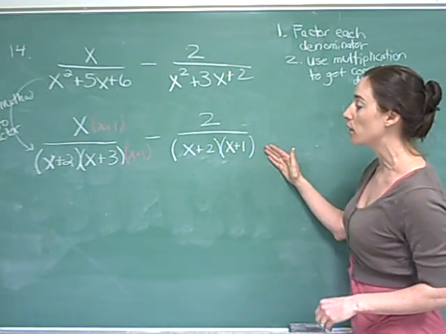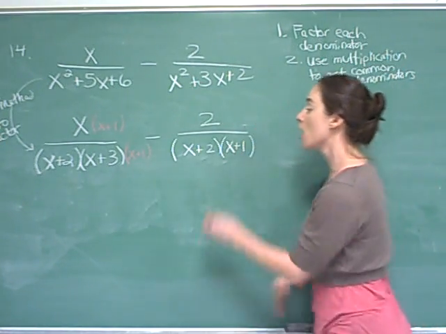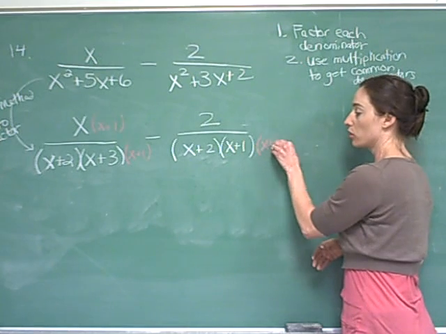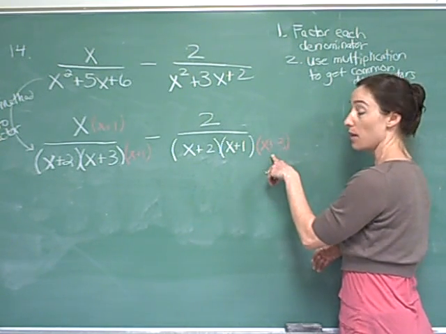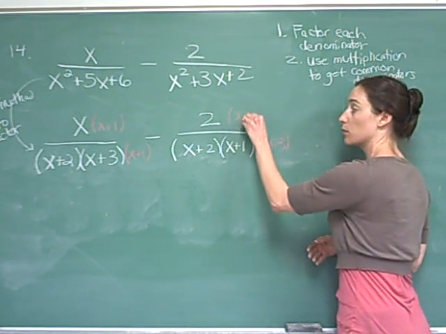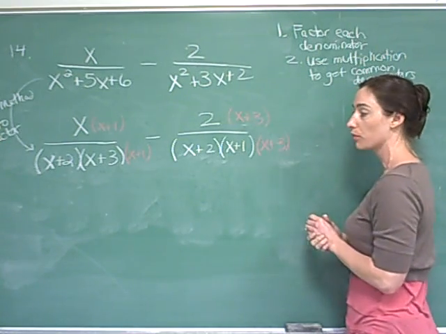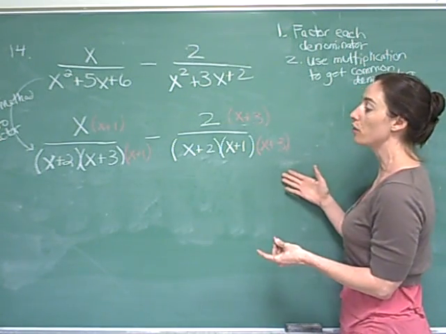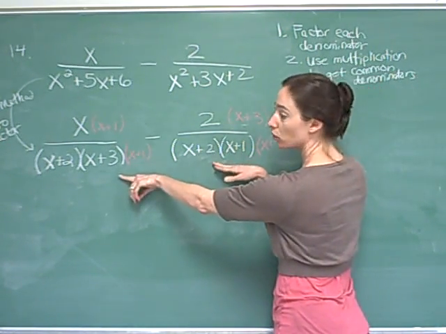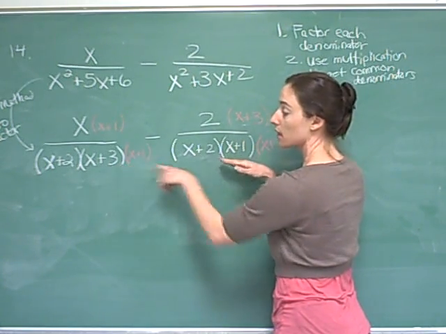And the second denominator is missing the factor x plus 3. So I'm going to multiply an x plus 3 in this denominator. And to make that legal, I'm also going to multiply an x plus 3 in the numerator. So now I have two denominators that are identical to each other. They're made up of the exact same three factors.